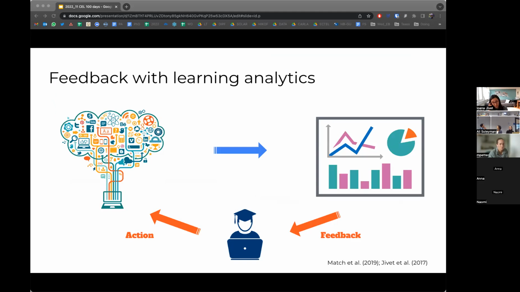And when we look at dashboards and the purpose for which they were built, most of them were built relying on self-regulated learning theory, which, as mentioned, assumes that students are guided by their own goals and that they are managing their own learning.